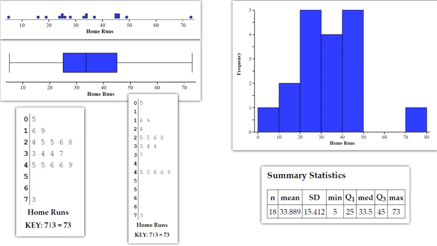33.89 what? Home runs. Is it okay that it's a decimal, even though you can't have 0.89 of a home run? Yes. When you're doing the mean, when you're doing averages, that doesn't necessarily mean that that's a value that could be taken on by our variable. Yes? So when you're talking about the center, you don't need to say the center? You don't have to say the word center. You can. There's nothing wrong with that. But you could also just report the mean is 33.89, and then we could go on to talk about the spread.